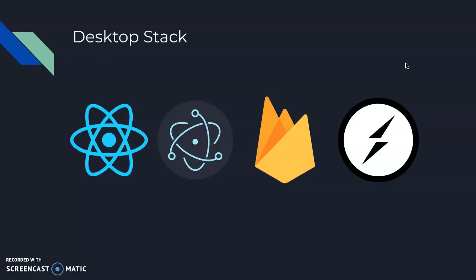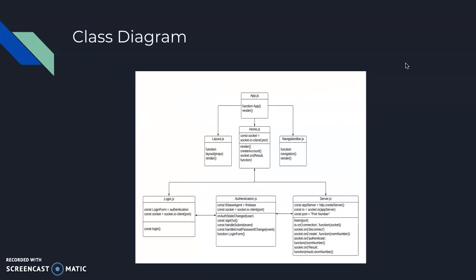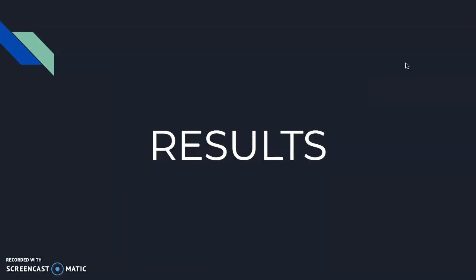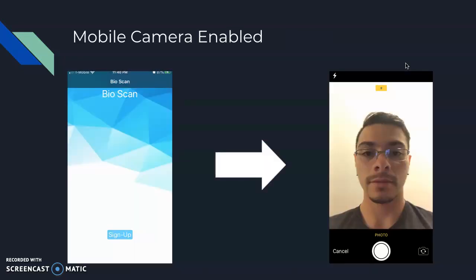This is the stack that we use for the desktop application. We use React Native, Socket.io, Firebase, and Electron. Again, there's another sequence diagram and a class diagram, but we're going to talk about those in separate videos. Some of our results: this is a sample login screen from the desktop application. We have a sample email with a given password. Then this is what will happen afterwards.